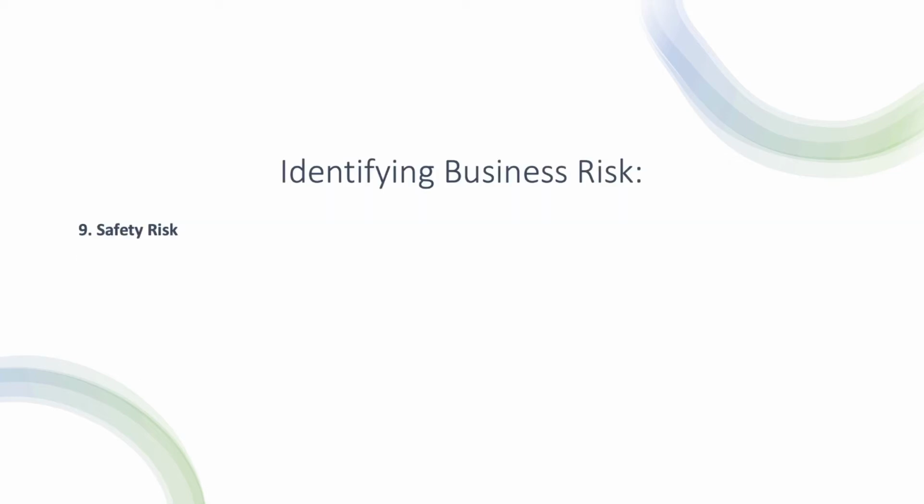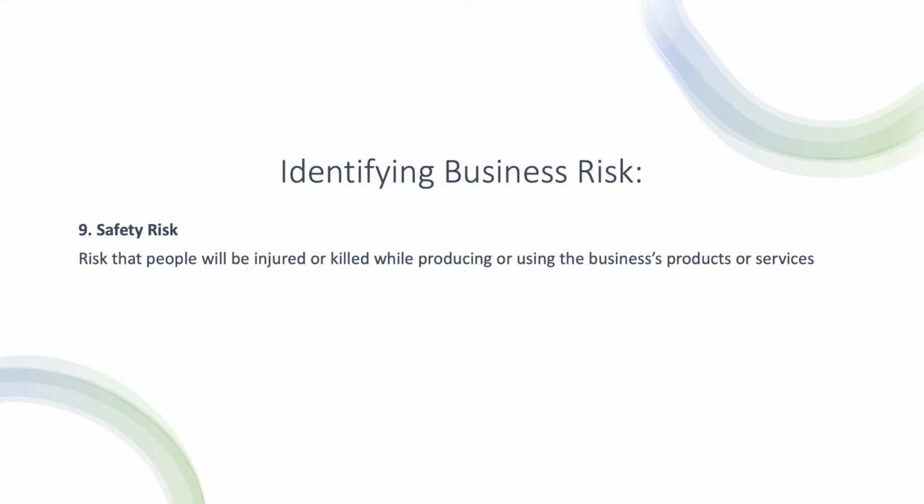Okay, now we're coming to the next one. The next one is safety risk. Safety risk is actually the risk that people will be injured. That is a safety risk of not being safe. It is the risk that people will be injured or killed while producing or using the business's products or services. That risk exists in production organizations. People will be injured using the business's products.